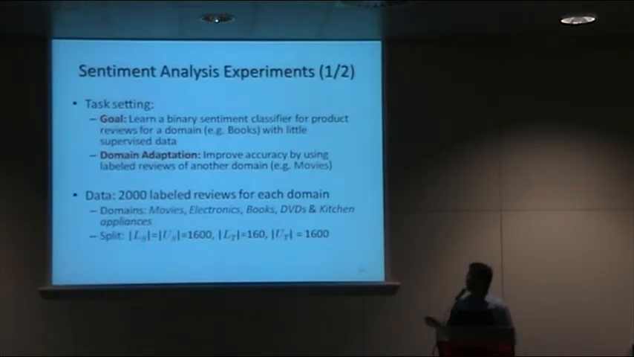This data set is pretty much a standard benchmark for domain adaptation and sentiment analysis problems. You have 2,000 labeled reviews for each domain, and we split it into 1,600 examples for the source and 400 other examples. Out of these 1,600 examples, we choose 160 examples as labeled target data. So overall, you have 1,600 labeled source examples, 160 labeled target examples, and you test on 400 labeled target examples.